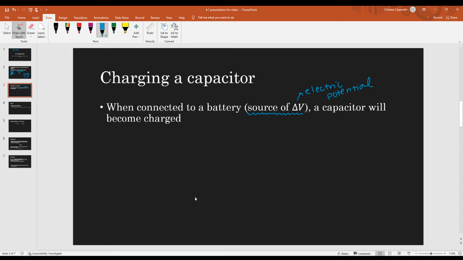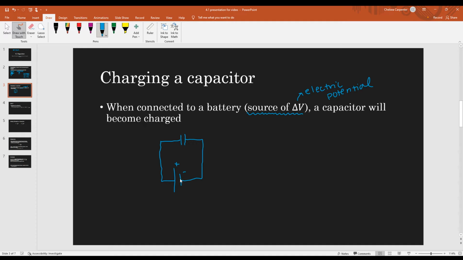So let's draw this little circuit diagram. So let's say I've got a battery here. So I've got a positive and negative side of my battery. And these lines, which should be straight, it's just hard to draw, should be connected to a capacitor and then back to the battery. So this is a wire and this is a capacitor here.